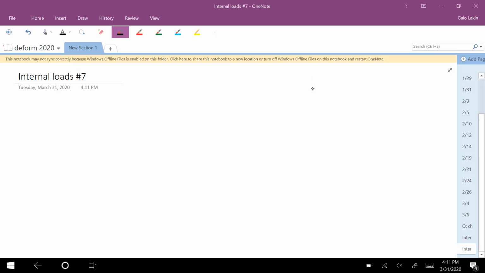Okay, I was asked to do number 7 on internal loads. So let's go through that. Number 7 looks like this. You have a beam that makes a fixed joint with the wall on the right.